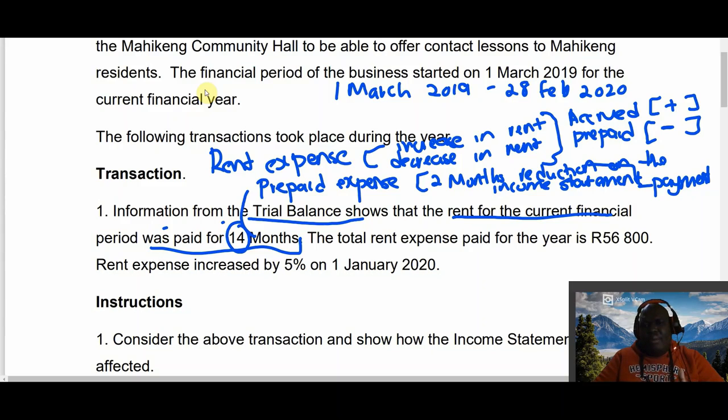Remember, they say that for the current financial period, rent was paid for 14 months. And we know that our financial period is supposed to run for a period of 12 months. But in this case, we paid for 14 months. So meaning that it is extra. Our payments are extra by 2 months. Okay. So we need to be able to take that into consideration when we deal with our transactions.